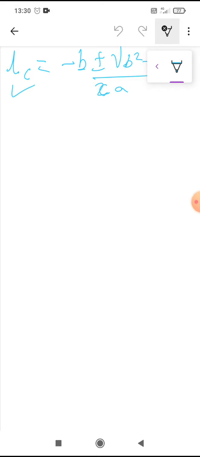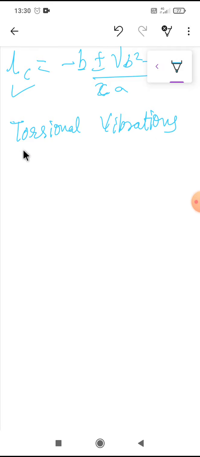So today we are going to study torsional vibration of a geared system. Torsional vibration is the name of the chapter on geared systems. So this is torsional vibration of geared system.